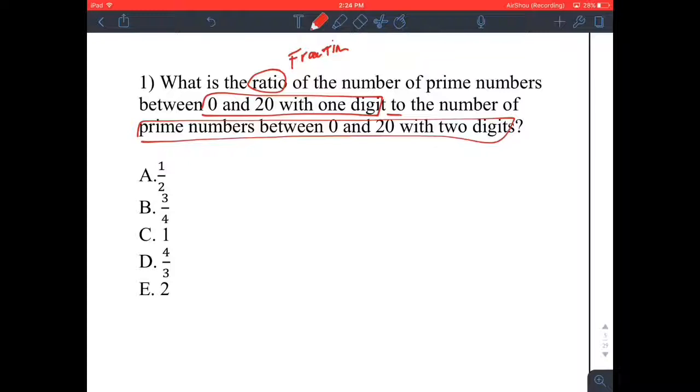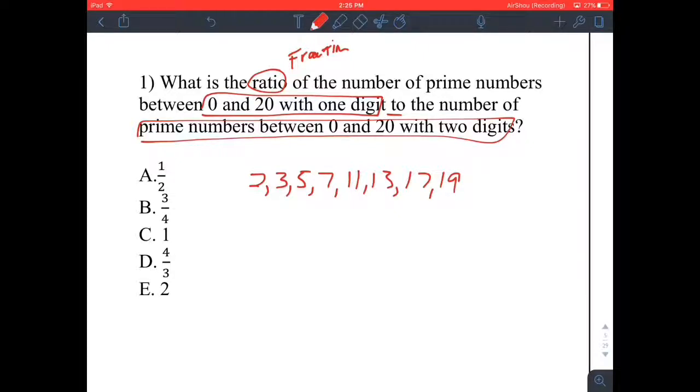So first, let's find all the prime numbers from 0 to 20. 2 is prime, 3 is prime, 5 is prime, 7, 11, 13, 17, and 19. All the other numbers, with the exception of 1, are composite between 0 and 20.